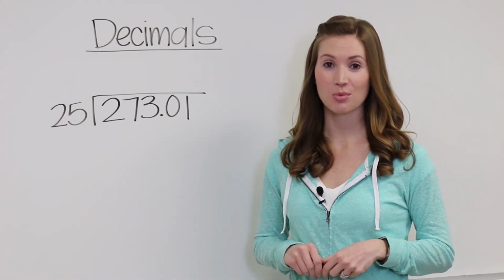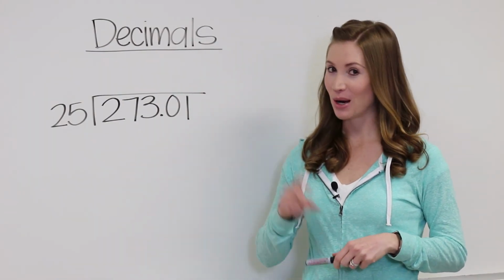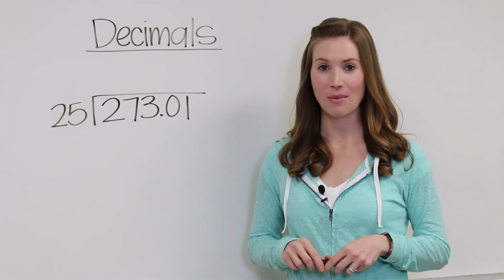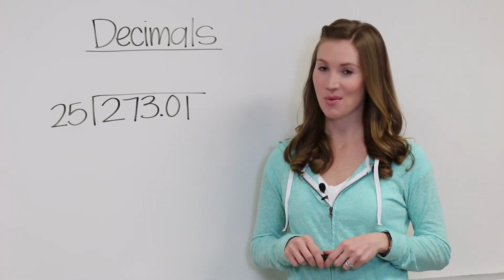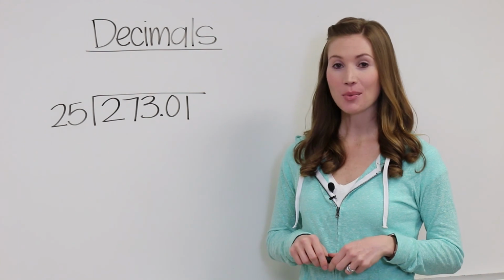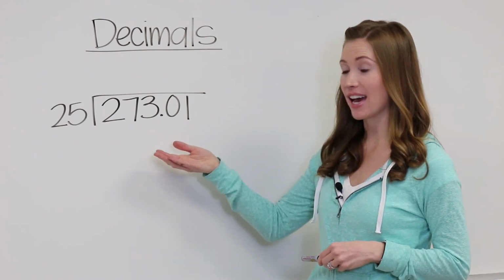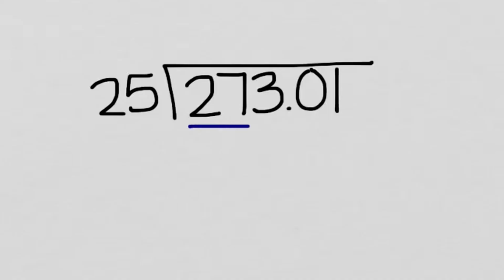Congratulations, you've made it to problem 4. There's only one problem left, and then the bonus word problem with Roxy. Hang in there, we're almost done. Read the problem to yourself as I read it aloud. 273 and 100th divided by 25.